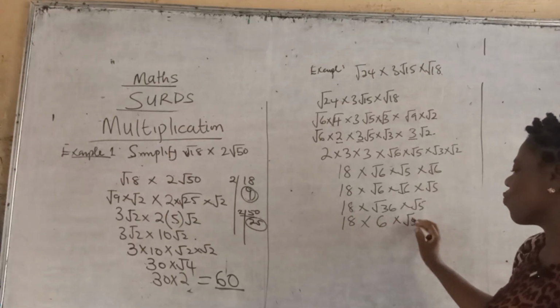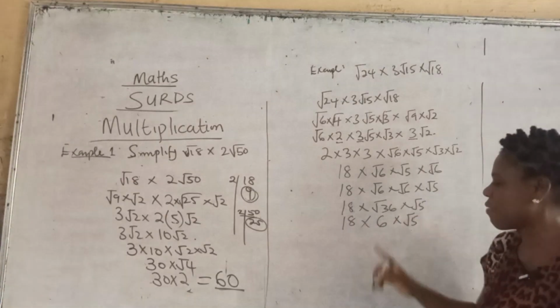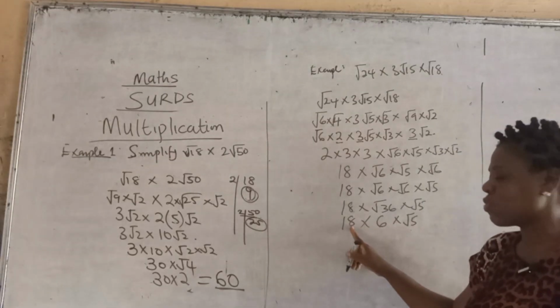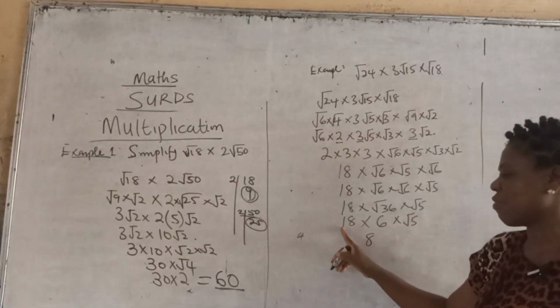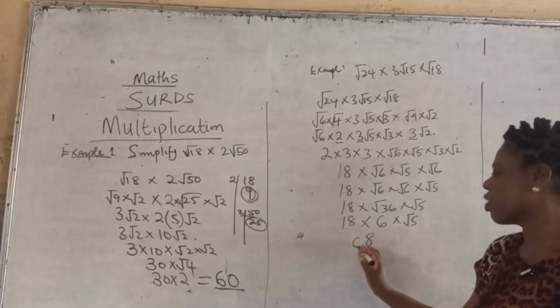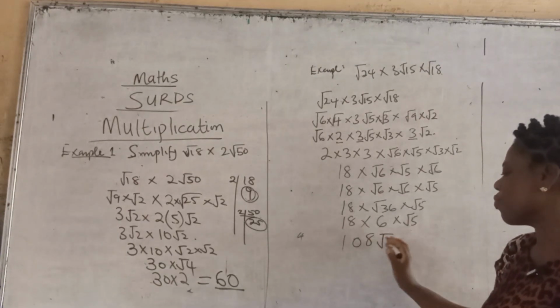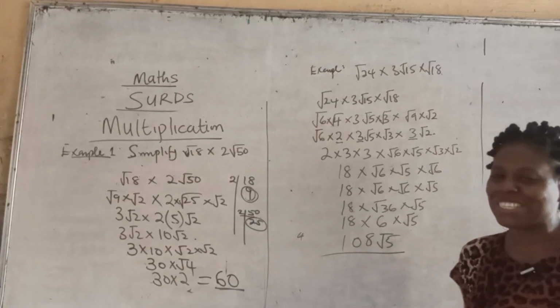6 times root 5. And what do we ask ourselves? 6 times 18 gives us what? 108, and we have root 5. Is that not so interesting?